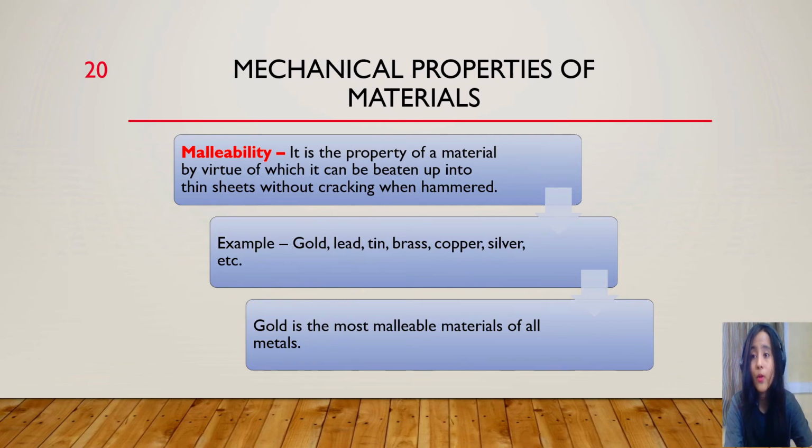A good example of them is gold, right? If we have a lump of gold and I want to make an earring out of it, I can draw it into thin sheets, and then I can make a gold earring. I can make chains, I can make it into any shape. So gold is a very, very good example of malleability.